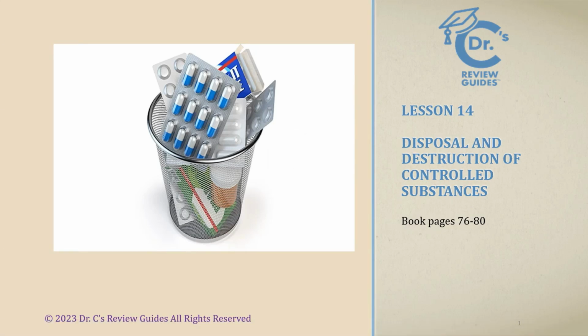Welcome to Lesson 14. We're going to be talking about disposal and destruction of controlled substances. We'll be covering pages 76 through 80 in your book, still in Chapter 2. So if you open your book up to page 76, we'll be starting with the letter E at the top of the page.